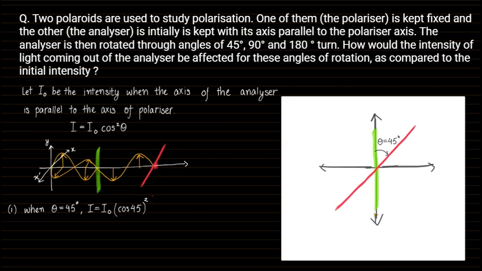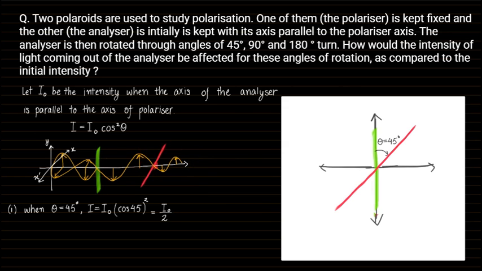And what is cos of 45? Cos of 45 is 1 upon root 2. So 1 upon root 2 whole thing square will be 1 by 2. So intensity I will be I naught by 2. So the intensity of the light coming out will be I naught upon 2. So the intensity is reduced by half. The initial intensity is I naught and the output will be half of I naught.